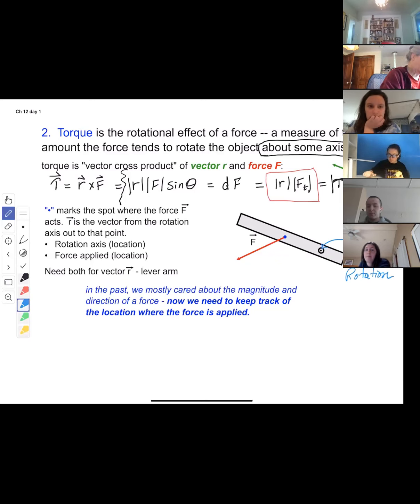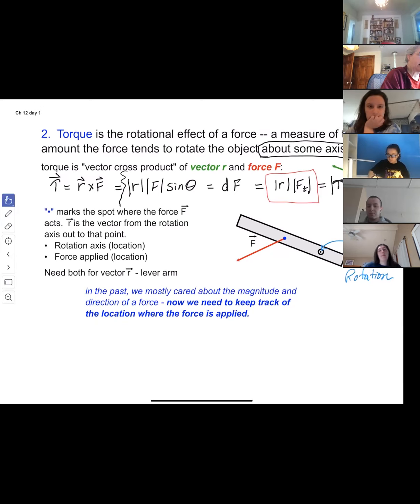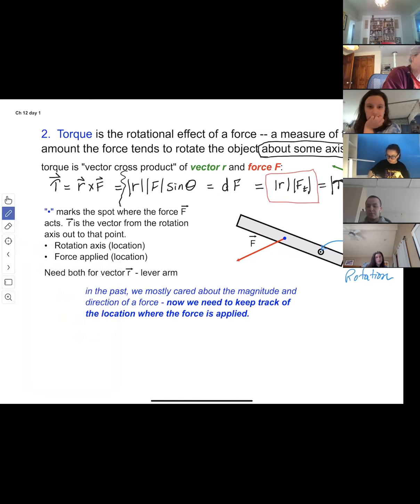And that vector, let's see, I put it in green here. Oh, in fact, I just put it over here so that, oh, no, I can't move that, can I? Okay, I'll have to draw it in then. You have to supply vector R, okay? And R is really important. You have to know where the axis of rotation is, and you have to know where the force is being applied. And you go from the axis of rotation out to the place where the force is applied, okay?